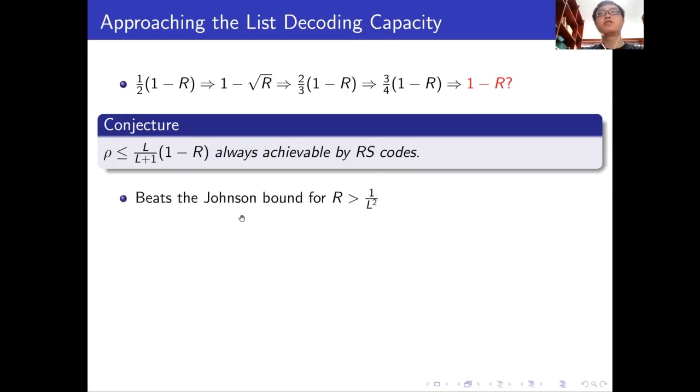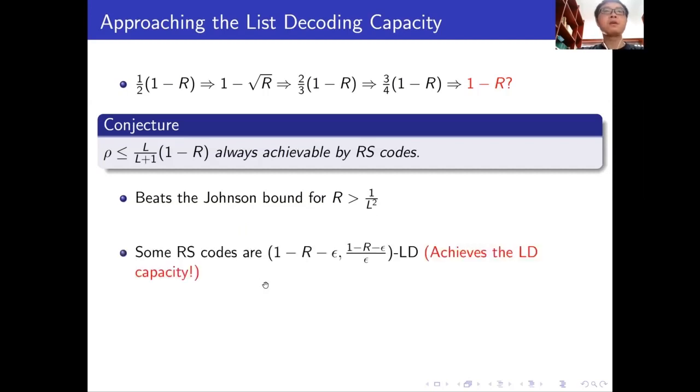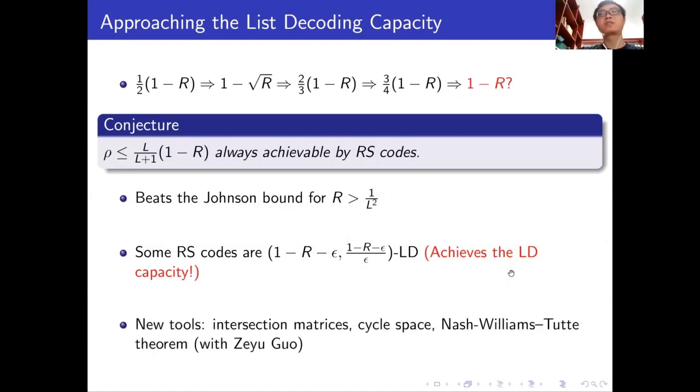If the conjecture holds true, then one can show that we can beat the Johnson bound for R larger than 1 over L squared. Here, L is any constant larger than 1. Moreover, setting this formula to be 1 minus R minus epsilon, we can solve for L equals (1 minus R minus epsilon) over epsilon, which means that some RS codes can achieve the list decoding capacity. We are currently working on this conjecture.